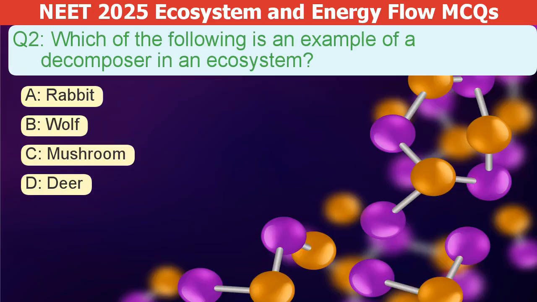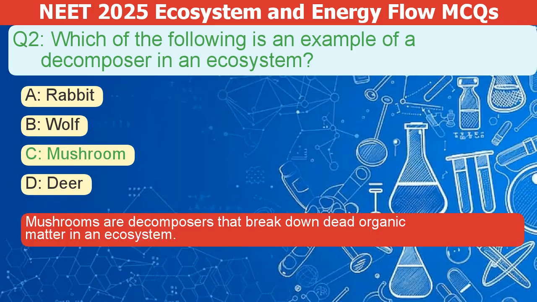Which of the following is an example of a decomposer in an ecosystem? A. Rabbit. B. Wolf. C. Mushroom. D. Deer. The correct answer is C. Mushrooms are decomposers that break down dead organic matter in an ecosystem.